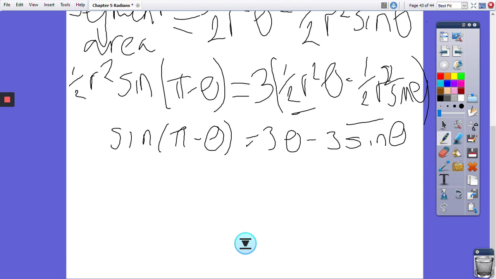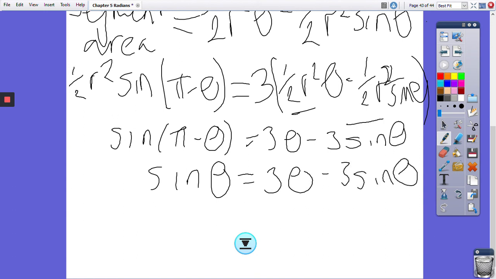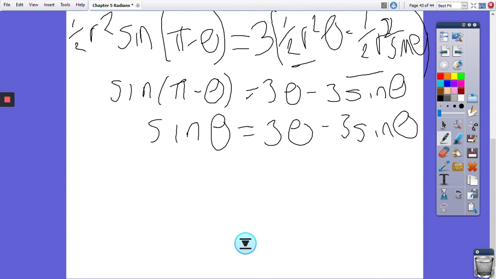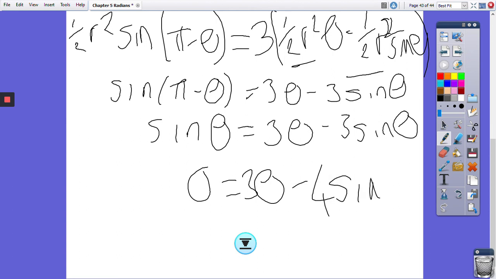Now, going back to my result at the start that I talked all about, sine (pi minus theta) is the same as sine theta, and we've got 3 theta minus 3 sine theta. And to finish it all off, we've got sine theta on the left-hand side. So if we take it over to the other side, we've got 0 equals 3 theta minus 4 sine theta. Bob's your uncle.